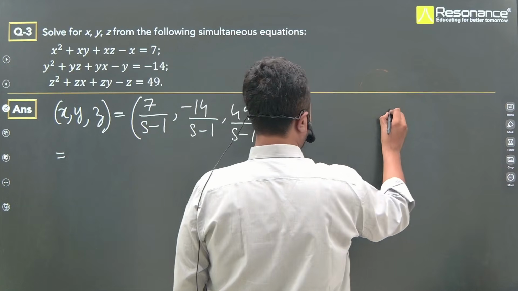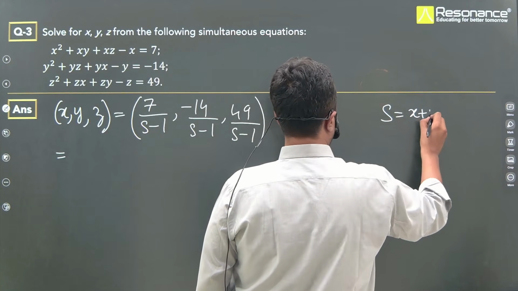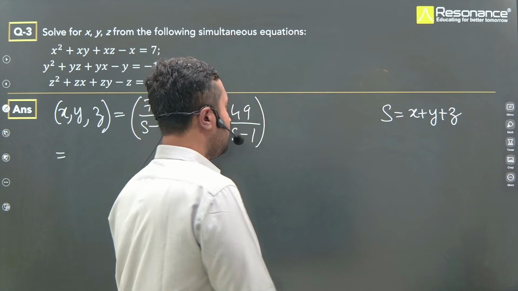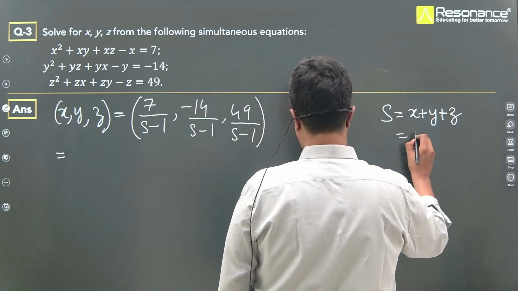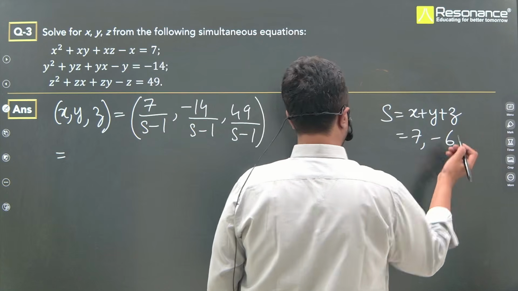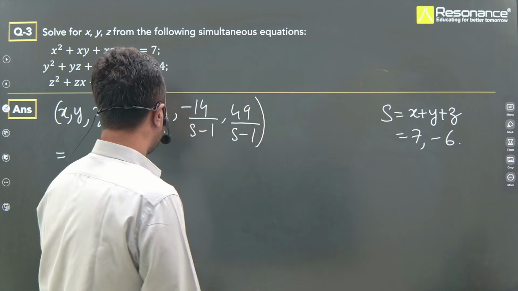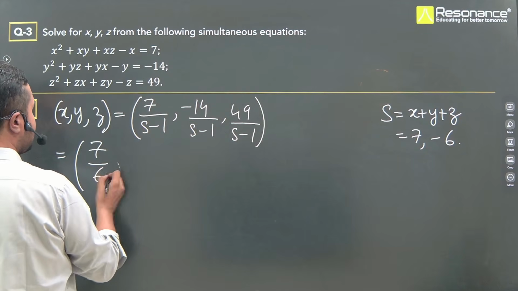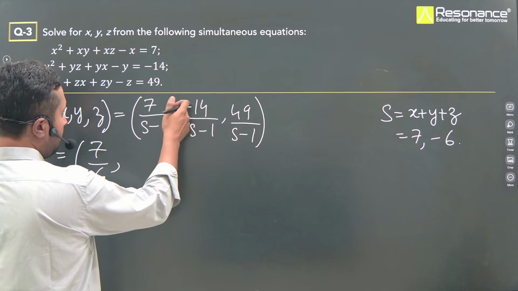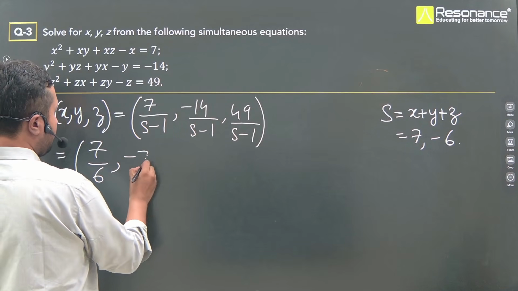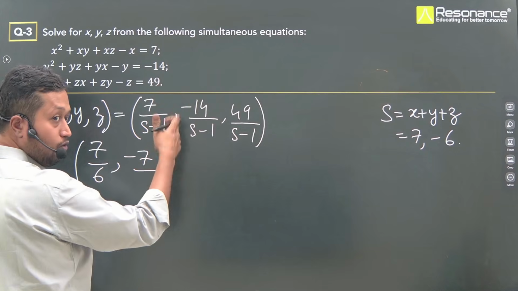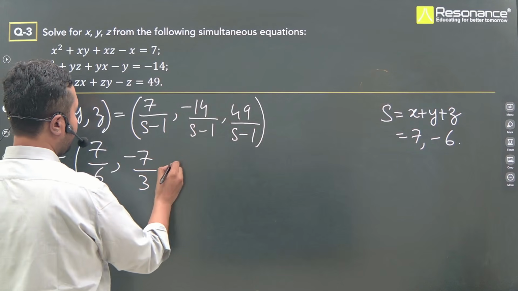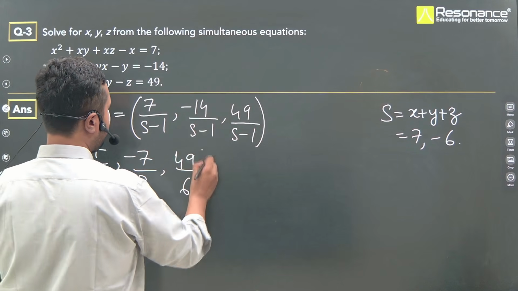Oh yeah, so by the way, let's just write everything that we have learned till now. So s is equal to x plus y plus z, and the values that it takes, well, what was that? 7 and minus 6 were the two possible values. So let's take those things. When it is 7, what do you get? You get 7 divided by 6, minus 14 divided by 6. With a simple 2 cancel, you get minus 7 divided by 3 and 49 divided by 6.